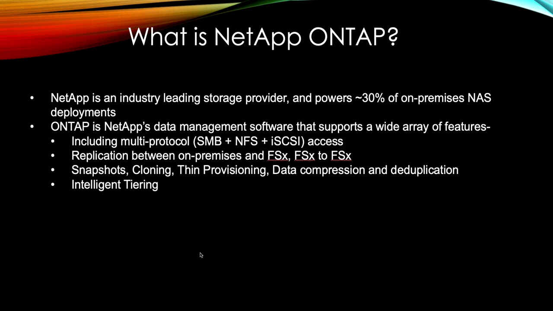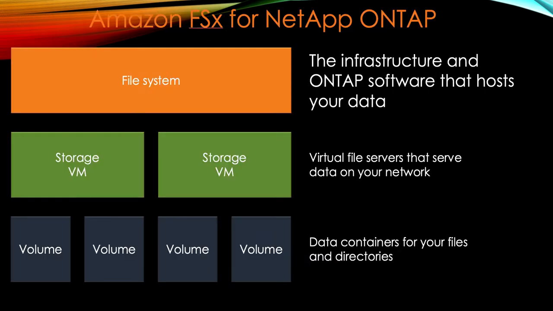Another feature is replication between on-prem and FSx, or between FSx systems, which is quite easy with it. Snapshots, cloning, data compression and deduplication are very famous features of NetApp ONTAP, and it also has intelligent tiering.